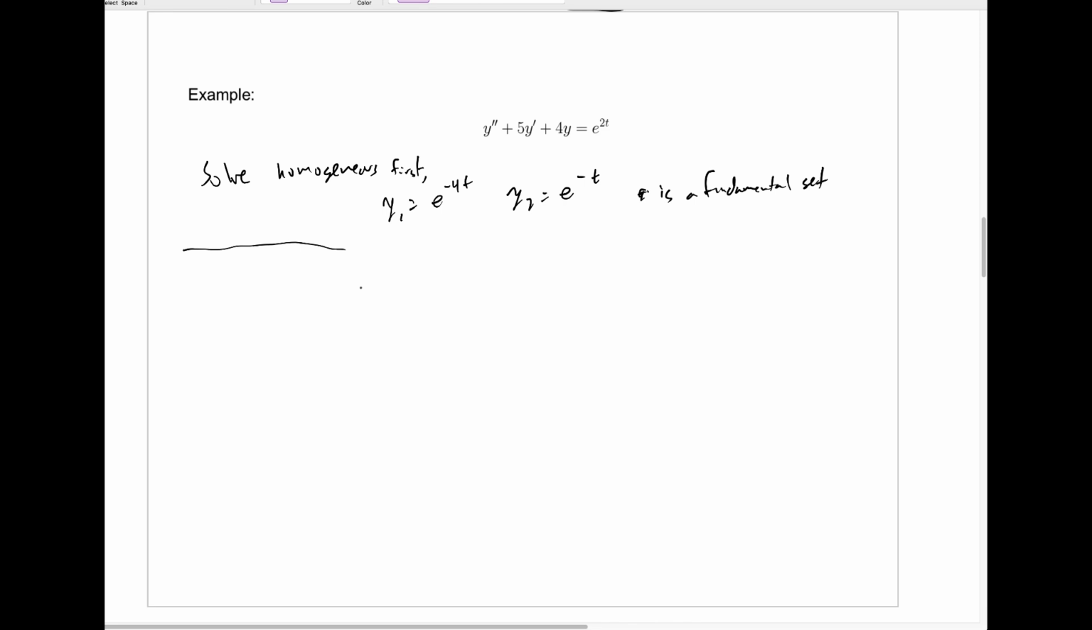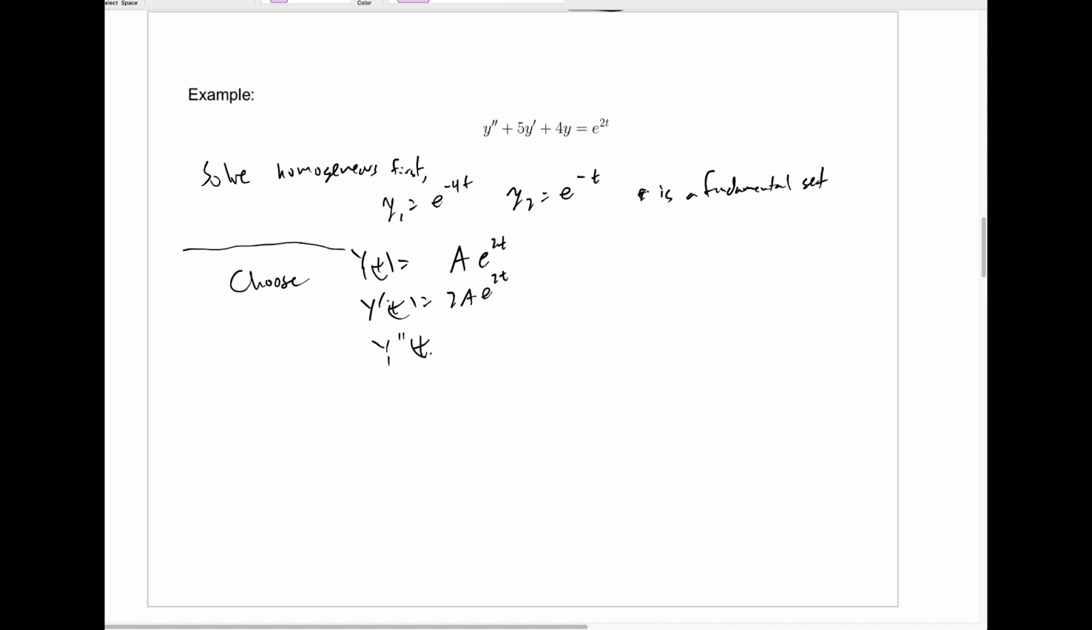Now, how can we get a particular solution? Again, we see if we have e to the 2t here on the right, if we put in a function which is just a constant times e to the 2t, y prime will also be a constant times e to the 2t, y double prime will similarly be so. And if we choose the constant correctly, we can make the left side match up with the right side. So we'll choose y of t to be a constant a times e to the 2t. Now we just have to be a little careful here. Y prime of t is 2a e to the 2t.